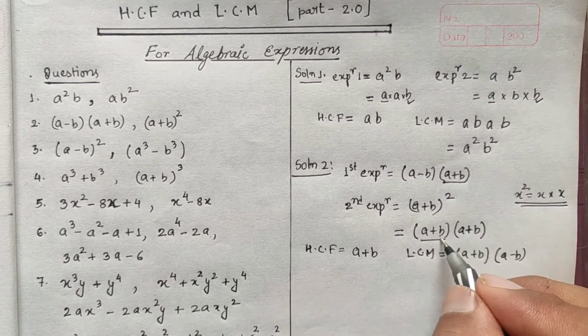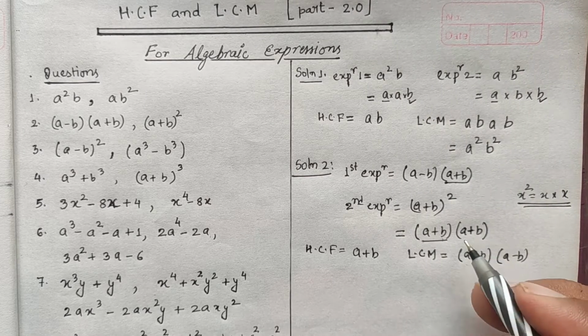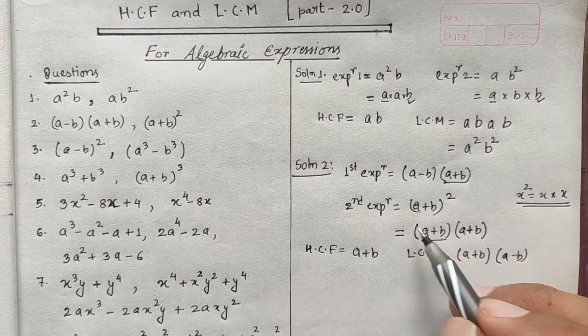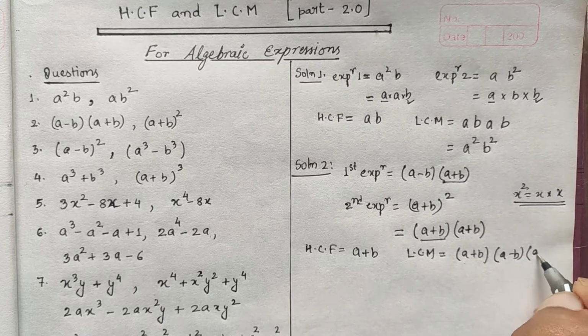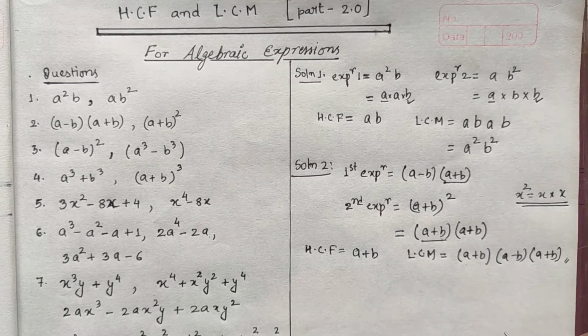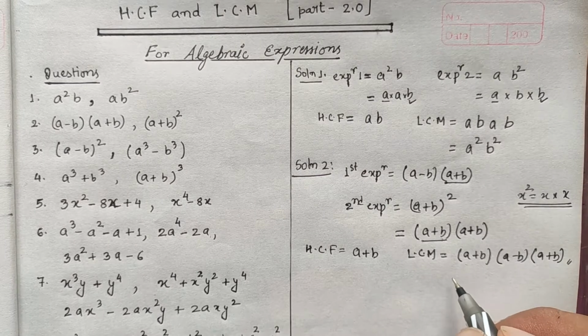This A plus B is common, okay? This underlined is A plus B, and the remaining is A minus B in the first expression. In the second expression, what's the remaining? A plus B. So that's your answer. Or you can write one step more.